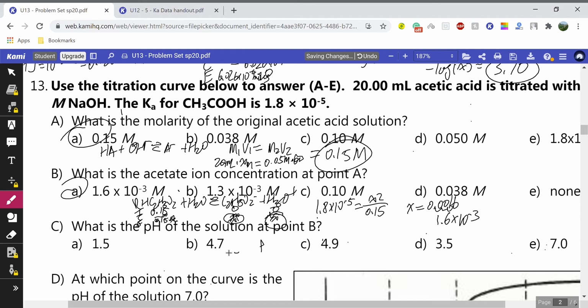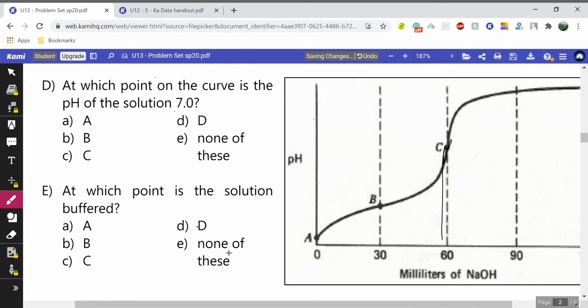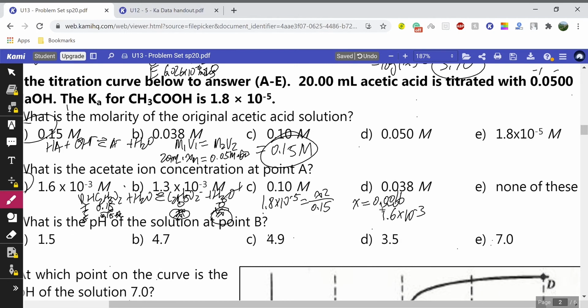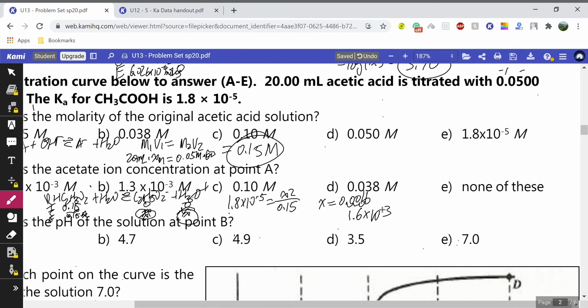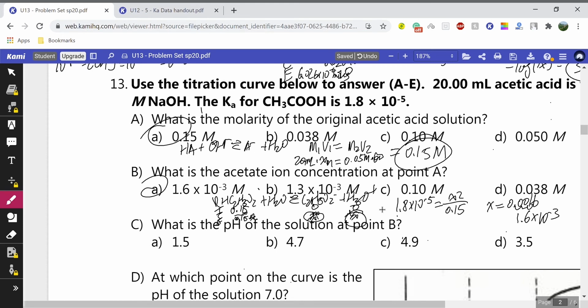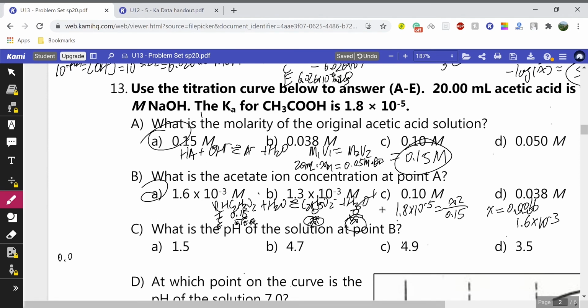Next, what is the pH of the solution at point B? At point B, this time we're adding NaOH. We have 30 milliliters of NaOH, so 30 milliliters times its concentration, 0.05 molar. 0.03 liters times 0.05 molar is going to give you 0.0015 moles of NaOH.